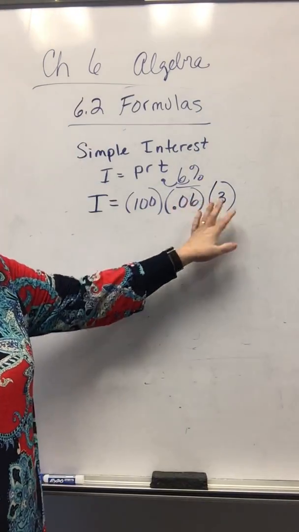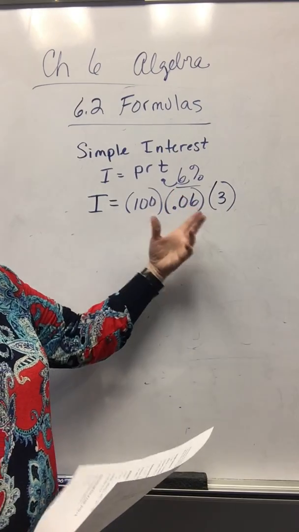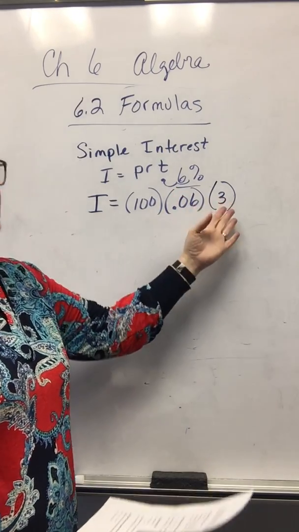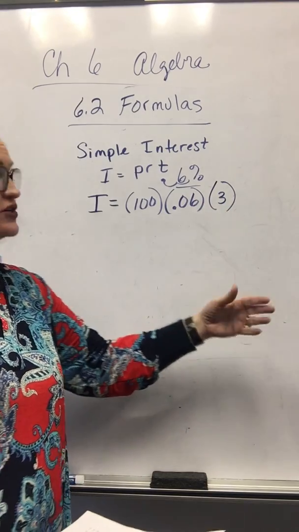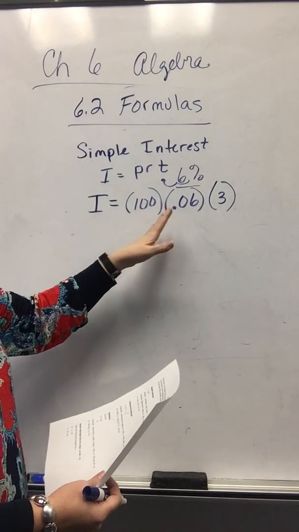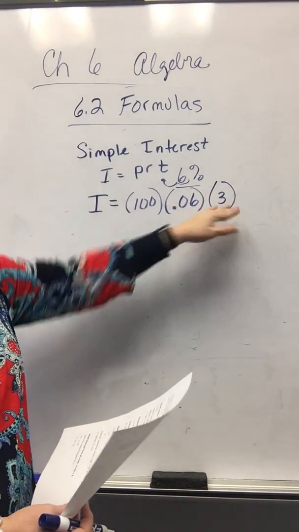So these two have to correspond. Typically, it's assumed that it's an annual interest rate, so it's based on years. And that means time needs to also be in years. So these two need to correspond. And again, the default is that this is in years, so this is in years.